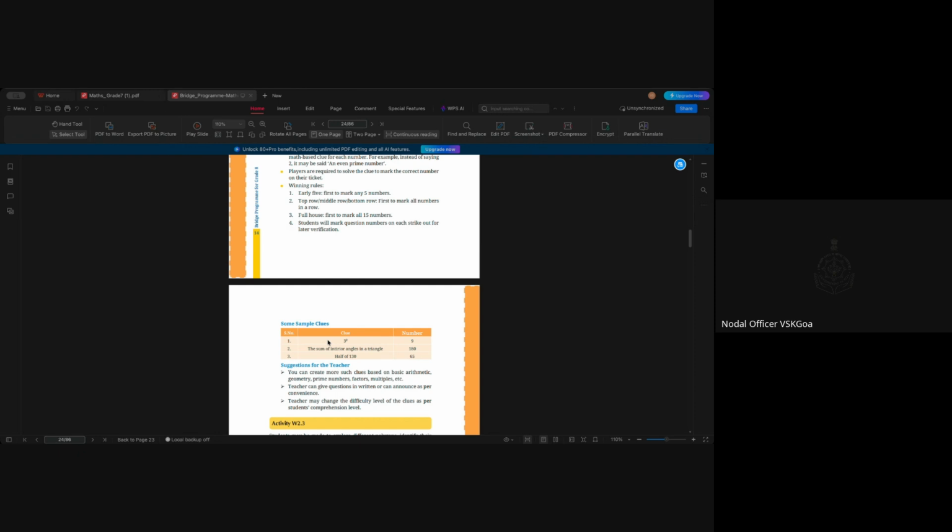Now, yes, some clues are given for the teacher. Now, how you can say the clues. Now, over here, see, 3 square. So instead of saying 9, you say 3 square. Okay, instead of saying 65, you can say half of 130. So, you can have different kinds of clues already written with you.